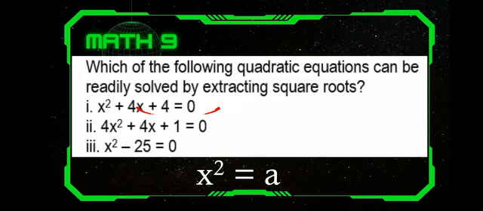In number 1, we have the presence of a linear term, which is 4x, so that means it cannot be solved by extracting square roots. Same goes with number 2 because there is a linear term of 4x. In number 3, there is no linear term, so that means it can be solved by extracting square roots. So to answer, the only equation that can be readily solved by extracting square roots is number 3. That is x squared minus 25 is equal to 0.